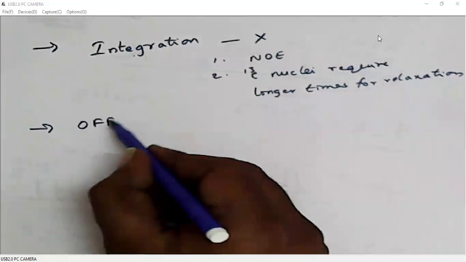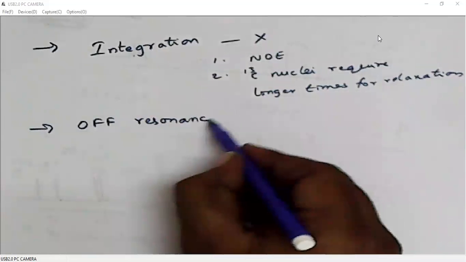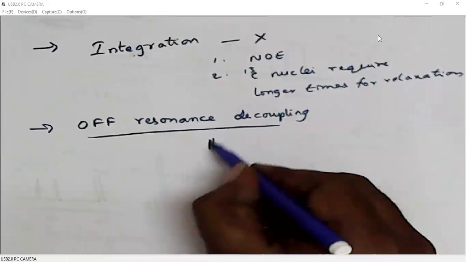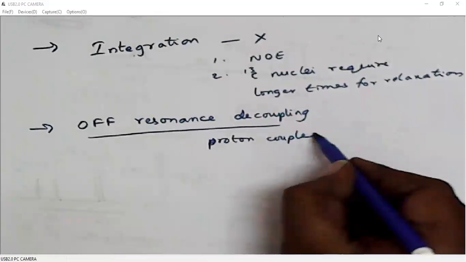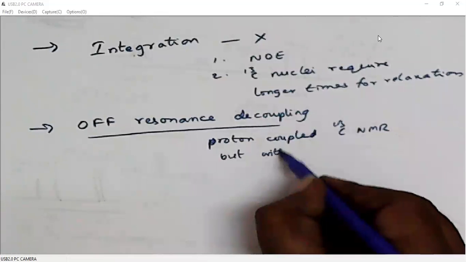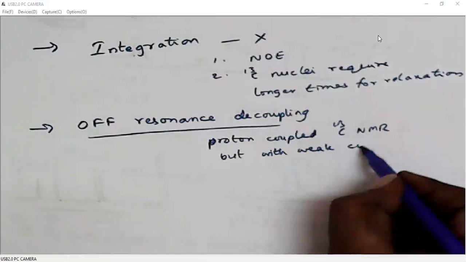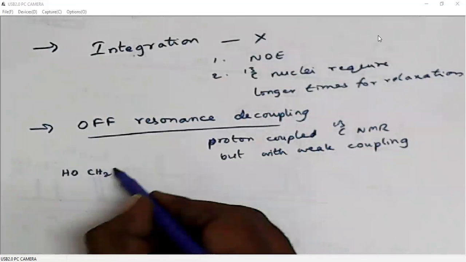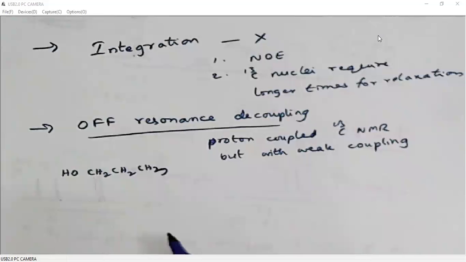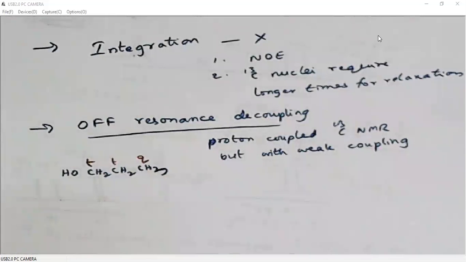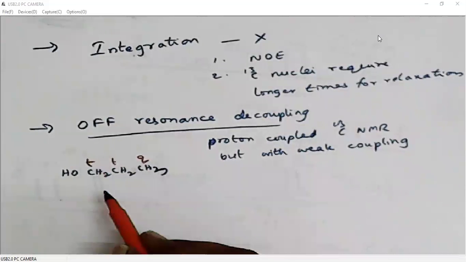Another important factor is off resonance decoupling. What is off resonance decoupling? Off resonance decoupling gives proton coupled C13 NMR signals, but with a weak intensity, but with weak coupling. I'll explain it using this example. When we have a proton coupled spectrum, what will we observe? We will observe a triplet for this, a triplet for this, a quartet for this signal. So we can easily identify how many protons are there on each carbon. It is very useful information.